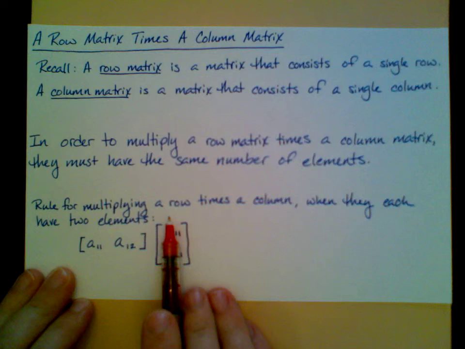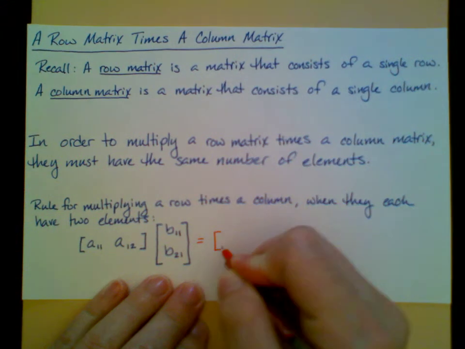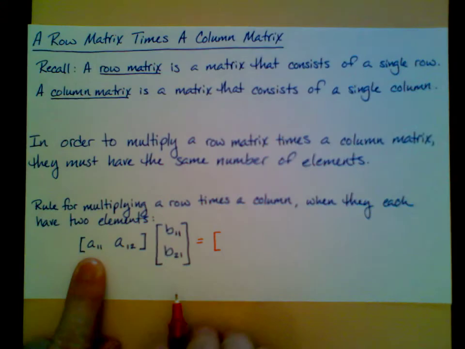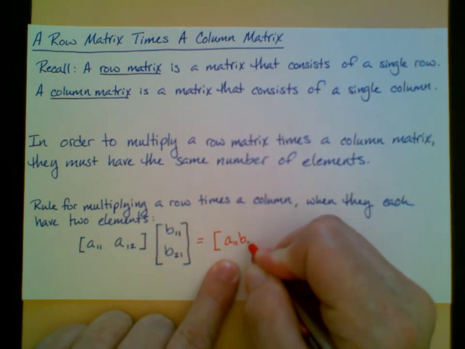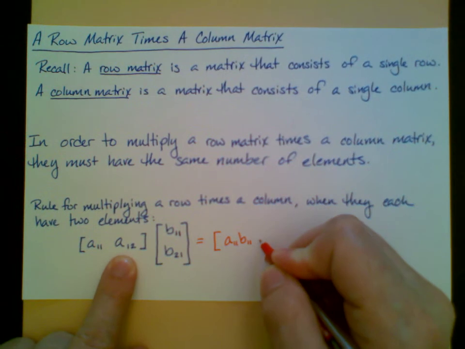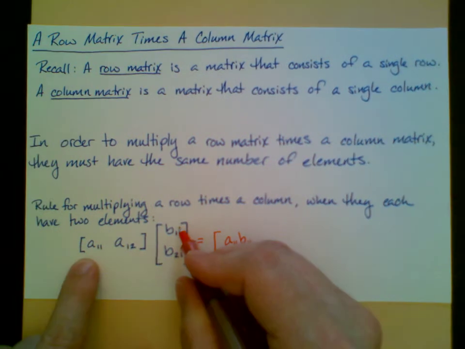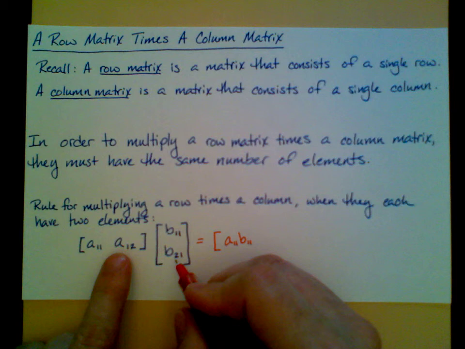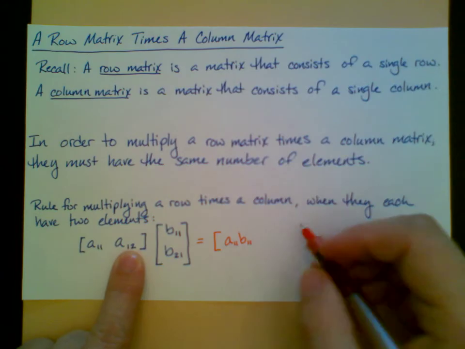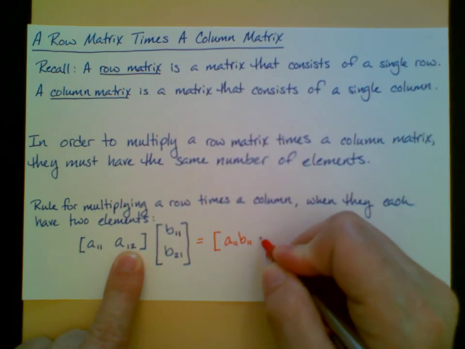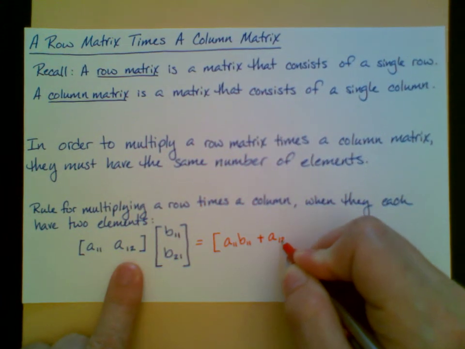This is a row matrix times a column matrix. And the way that we multiply these, we take A sub 11 and we multiply that times B sub 11. So A sub 11, B sub 11. Then we multiply A sub 12 times B sub 21. So first elements together, second elements together. They're not in the same position, but they're the second element in the row times the second element in the column. And what I'm going to do, and this is important, is I'm going to add these two products together.